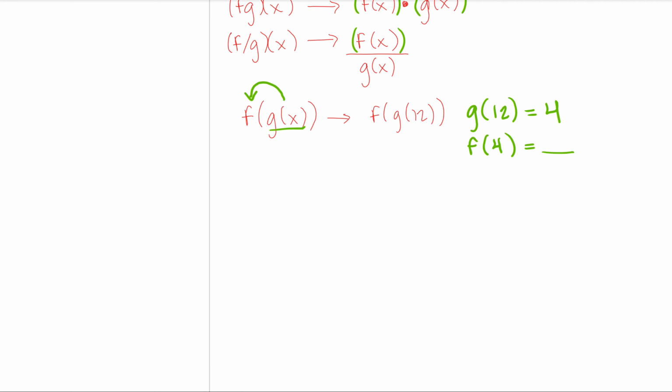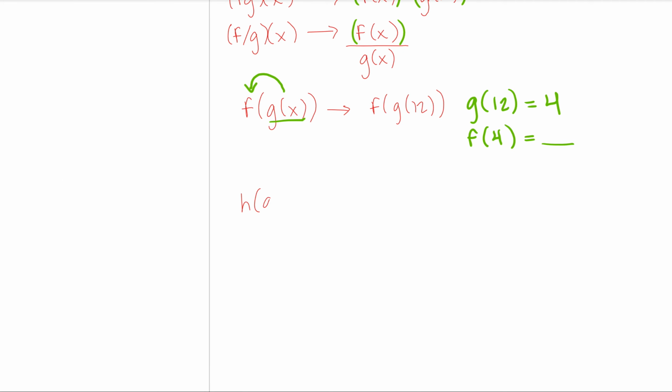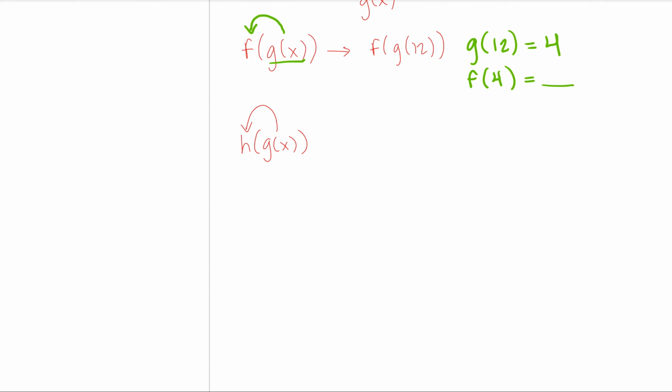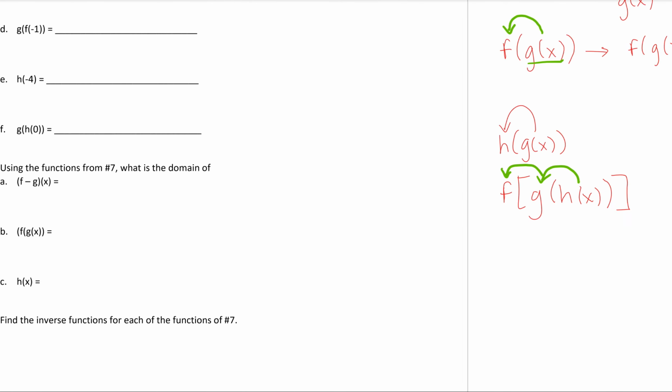Now, this works for anything, right? If I had h of g of x, again, this just means that I'm taking g and I'm plugging it into h. And I actually could even do this for f of g of h of x. I know this looks very complicated, but it means that you're going to take h and plug it into g. Whatever you get for g, you plug into f. You just work your way back out. Now, let's go over some problems.